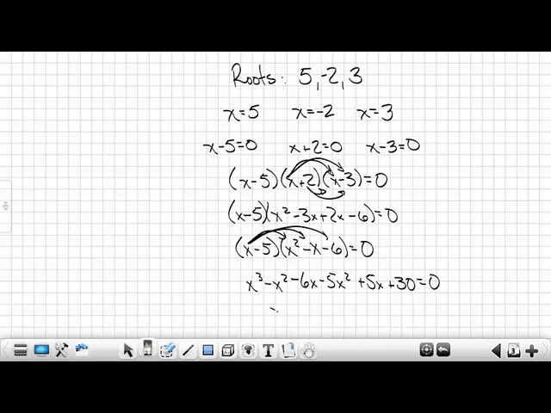And I combine like terms. And I'll give you guys a pause so that way you can write, copy, figure it out.